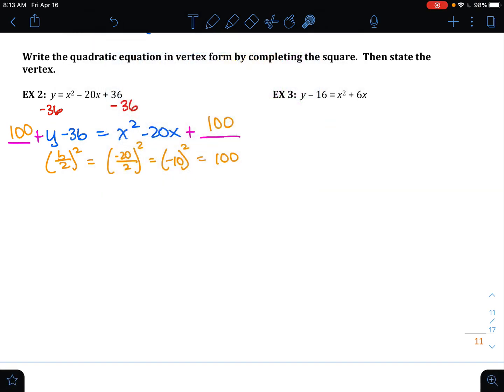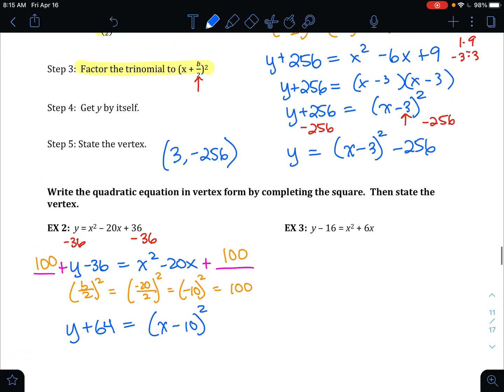Okay, let's combine like terms and then factor. So I'm going to do 100 minus 36 on this side first. So that would be 64. So y plus 64 equals, and I'm going to do this factoring right here. Okay, so this is a perfect square trinomial, and it's going to factor into this value here. So x minus 10 times x minus 10. So I can go straight to x minus 10 squared.